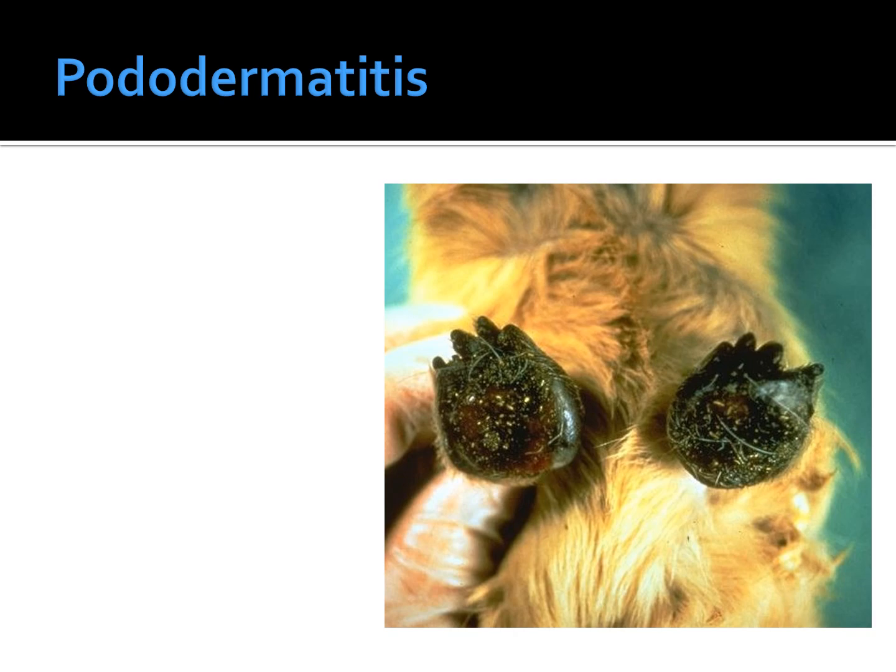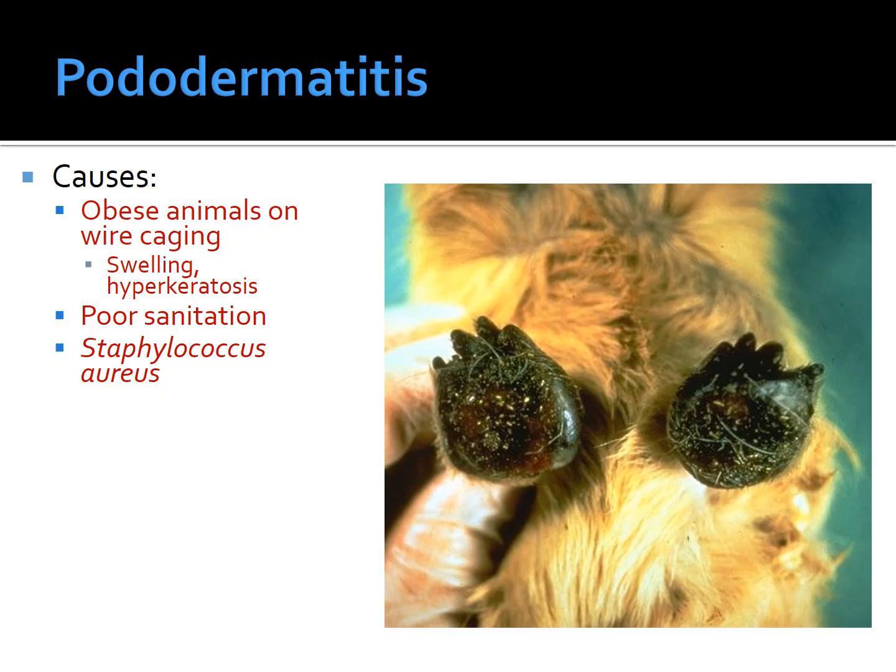Pododermatitis. Ugh, this is a nasty thing. Hopefully you will not see this in clinic, but honestly, I think you probably will. This is a situation where obese animals, which guinea pigs get chunky really fast, are being housed on wire caging. And it causes swelling, it causes thickening of the skin, and it's caused because they have that added weight, which causes the skin breakdown. And then if there's poor sanitation, suddenly they have staph infections and their poor little feet just get overgrown with that staph.